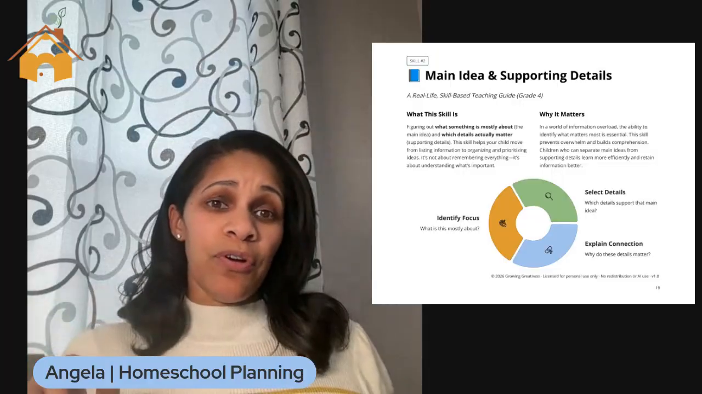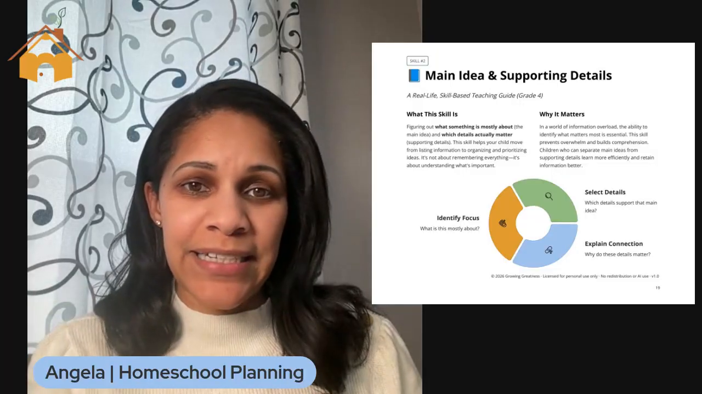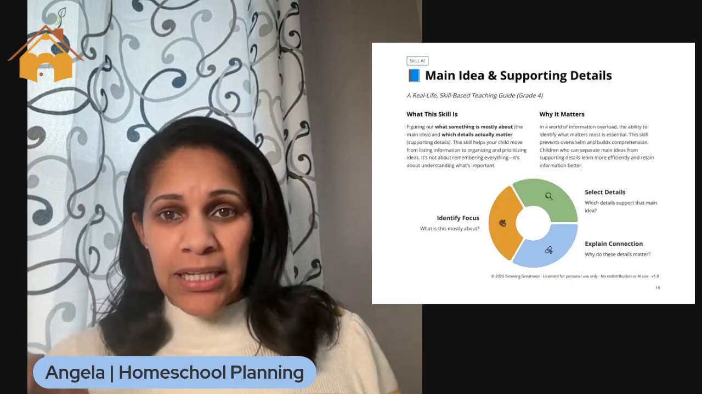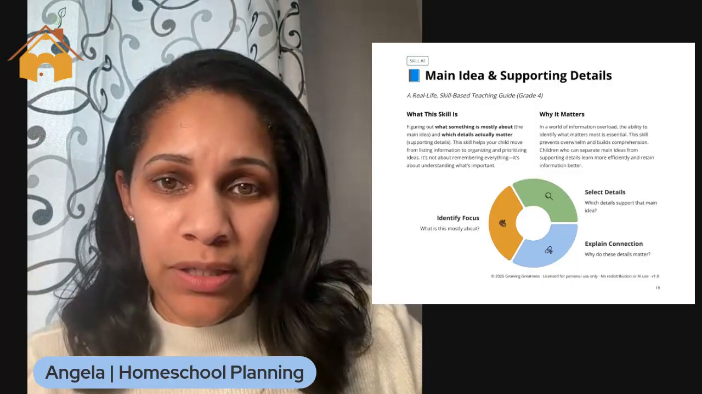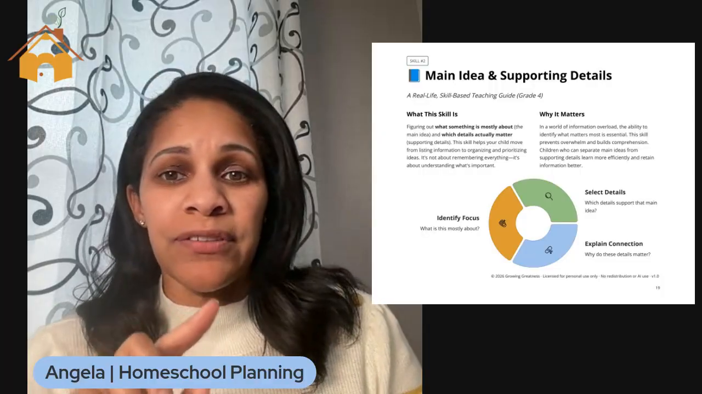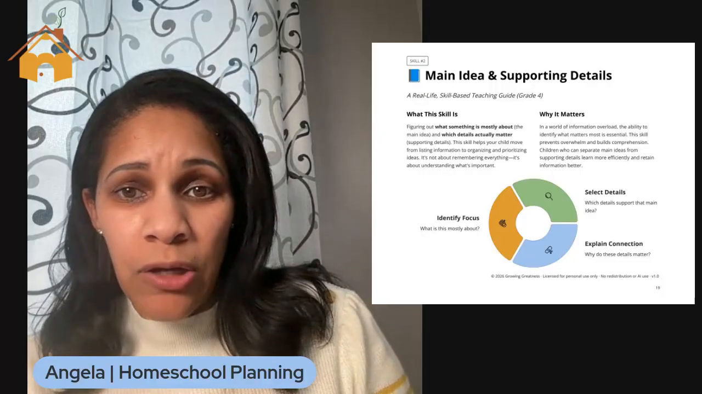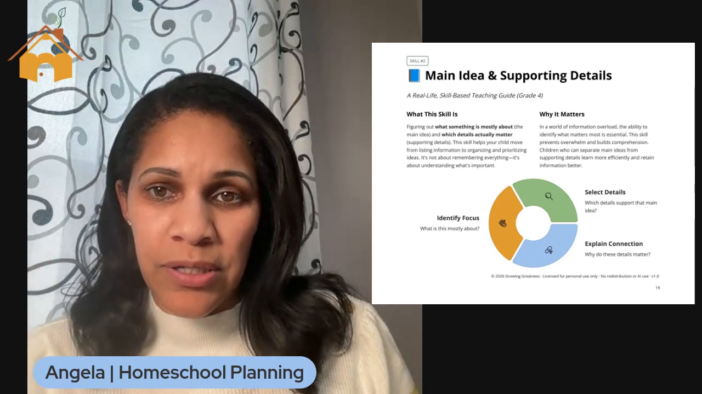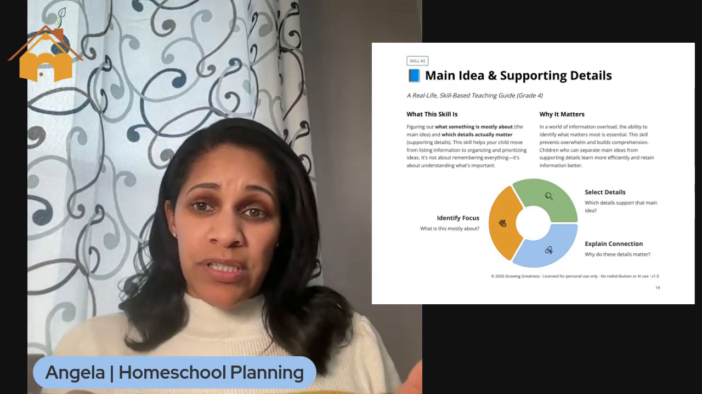The subject for today, the skill we're focusing on, is main idea and details. So the first thing I do when I'm planning is I need to know what the skill is. For main idea and detail, you have to figure out what something is mostly about. That's the main idea, and which details actually matter, which is supporting details. That's what we're going to be focusing on today.